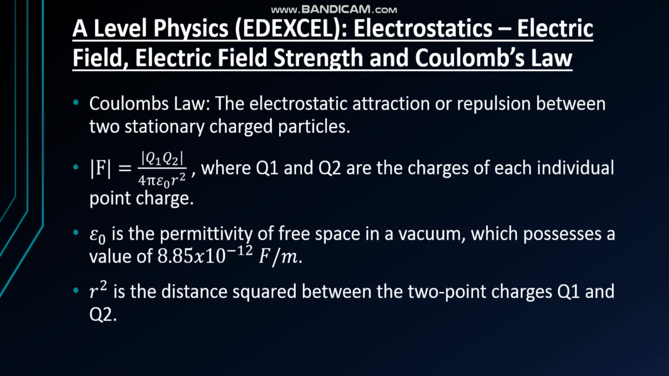Now it's important to note that the reason for the modulus symbol being applied is that one of the charges can be negative, whereas the magnitude of the force is always positive. So to end up with the right answer, the absolute value has to be taken for the product of Q1 and Q2. The quantity epsilon naught is basically defined as the permittivity of free space in a vacuum, which possesses a value of 8.85 times 10 to the minus 12 farads per meter, and r squared is the distance squared between the two point charges Q1 and Q2.